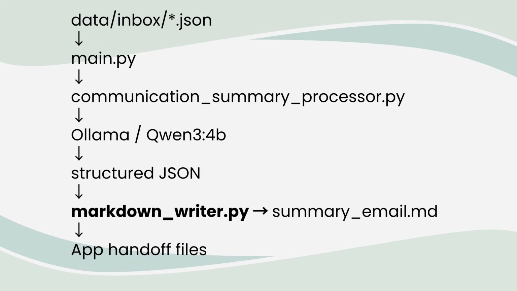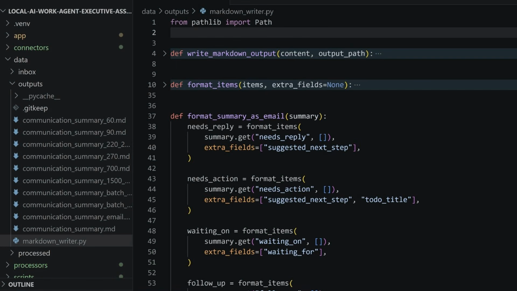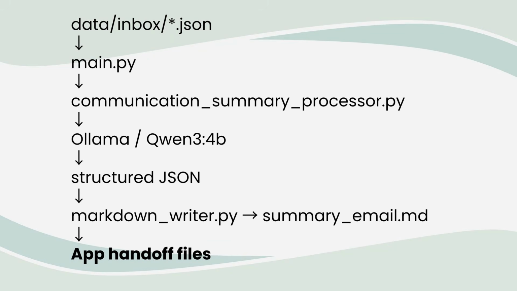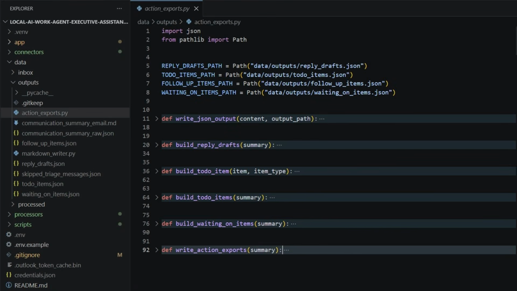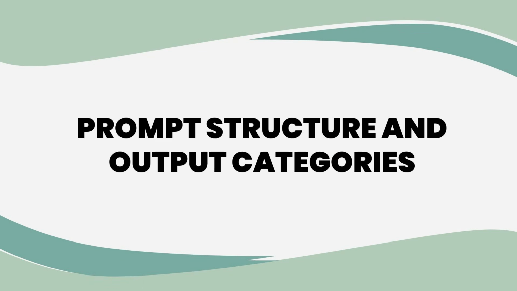The first path is the human-readable briefing. Markdown writer.py turns the structured results into a daily communication summary. The second path is the action handoff files. Action exports.py takes the same structured result and creates files for reply drafts, to-do-ready items, follow-ups, and waiting on tracking. So the model is not responsible for writing every final file by itself. The model classifies, Python formats, and routes the result.